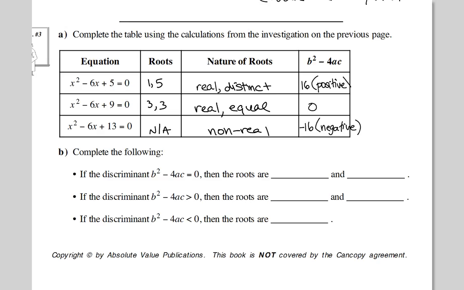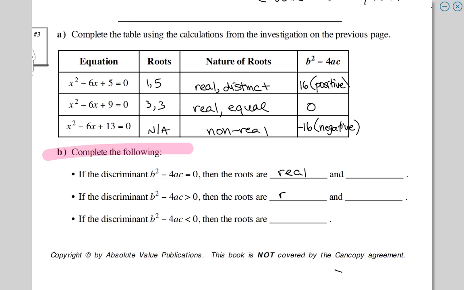So more importantly is part B. This is way more important. Just copying from the previous examples, wasting my time. But anyways, complete the following. If the discriminant is 0, then the roots are real. Go to the next one. If the discriminant is positive, the roots are real. If the discriminant is negative, the roots are non-real. If the discriminant is 0, then they're going to be equal. If the discriminant is positive, then they're going to be distinct.